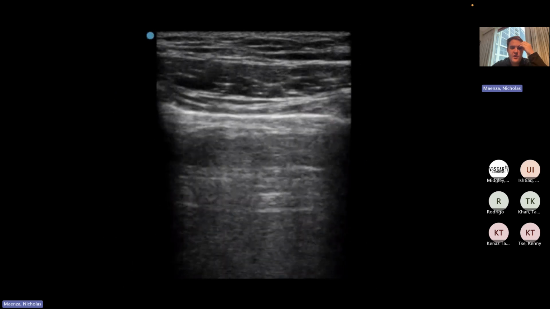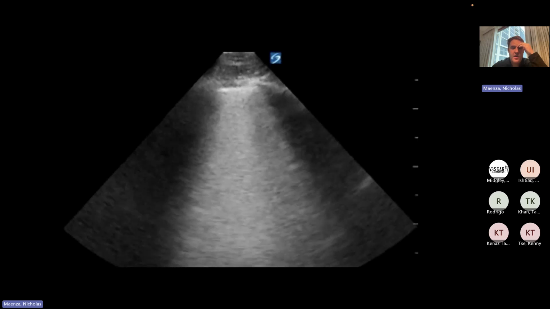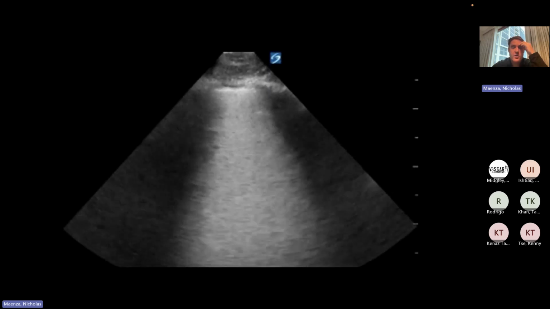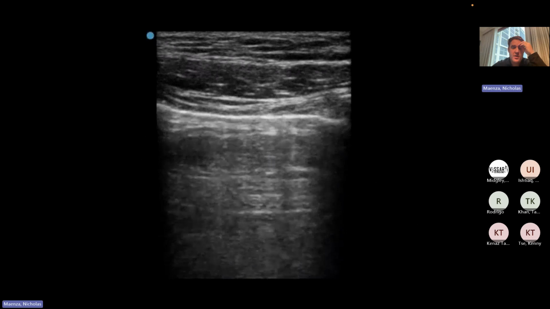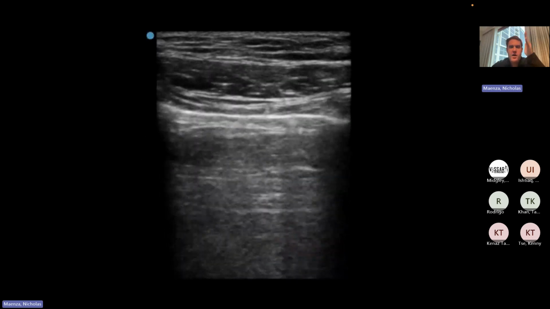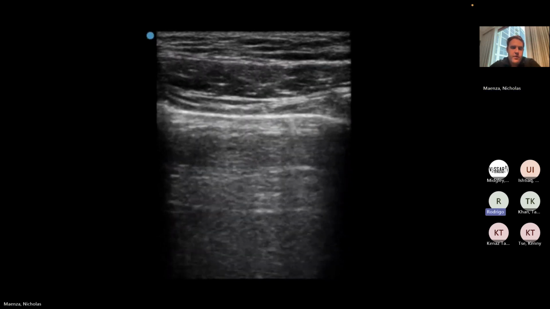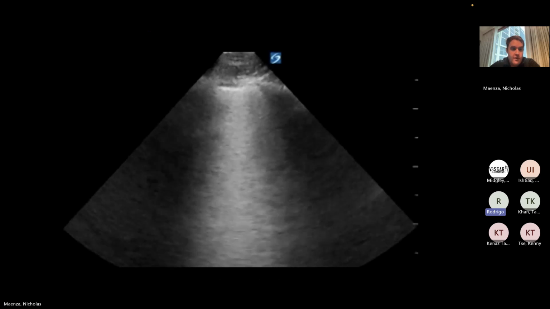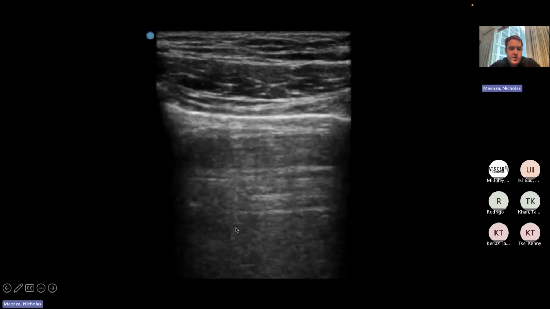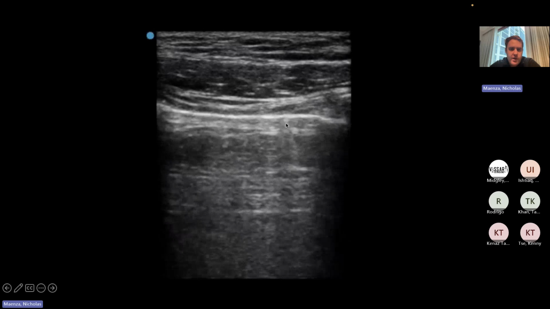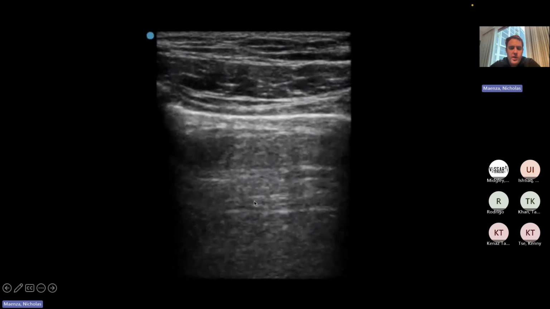So I'll go through again. If we just go through the algorithm in our head, you can see that there's B lines here. There's a ton. You can see that there's lung sliding. So say this is the patient's right. There's lung sliding on the right. This is the left. There's normal lung sliding on the left. So that tells me that we're already on the left side of the diagram of the algorithm. So it's pulmonary edema because there are B lines on both sides. I would say, if this was the other side, you can have a little bit, maybe a couple comet tails, but I'm not seeing any real tall B lines.